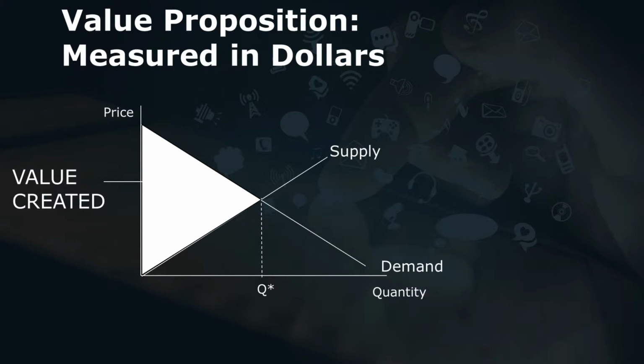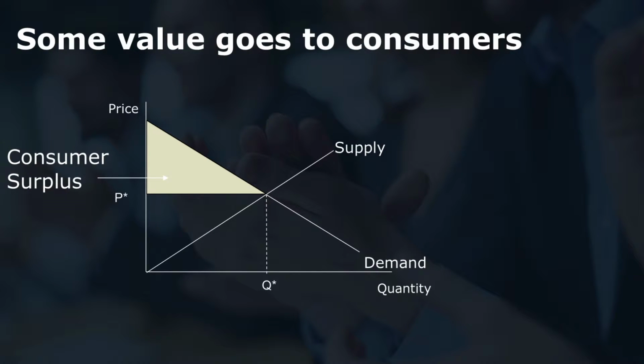We can graphically represent this as the area between the supply and demand curves to the left of our equilibrium quantity. So let's break this down a little bit. Considering the consumer side, this is the triangle at the top of our total area. It's everywhere above our equilibrium price P star and everywhere below our demand curve.